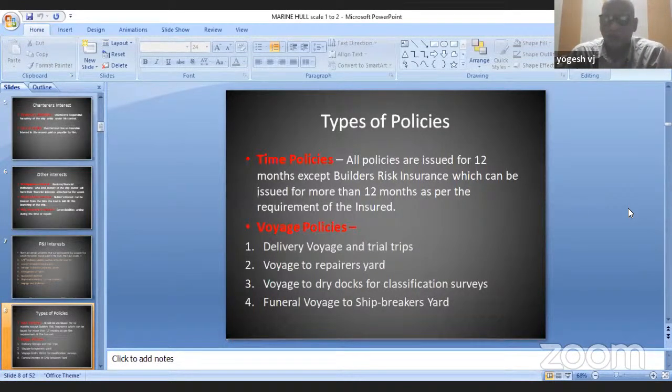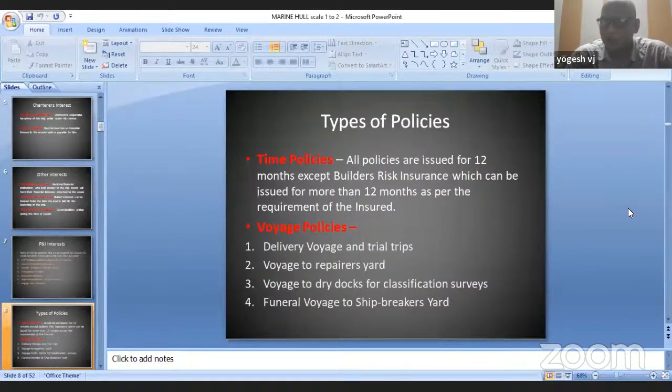Building of the vessel requires a lot of time. Okay. Now, there are voyage policies. Voyage policy is, you know what, let us assume that there is a vessel, or maybe there is a luxury vessel, a yacht, as we often see at the Gateway of India. This yacht has to undergo painting. Let us say it has to undergo painting and they want to send this particular yacht to Goa shipyard. Okay, so this voyage to Goa shipyard is covered under voyage policies. Okay, we can say that it is a voyage to the repairer's yard. Yeah, it is a voyage to the furnishing yard.